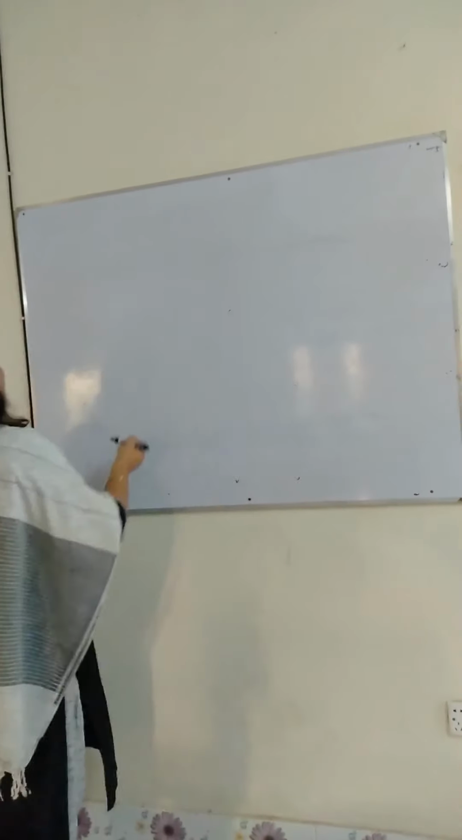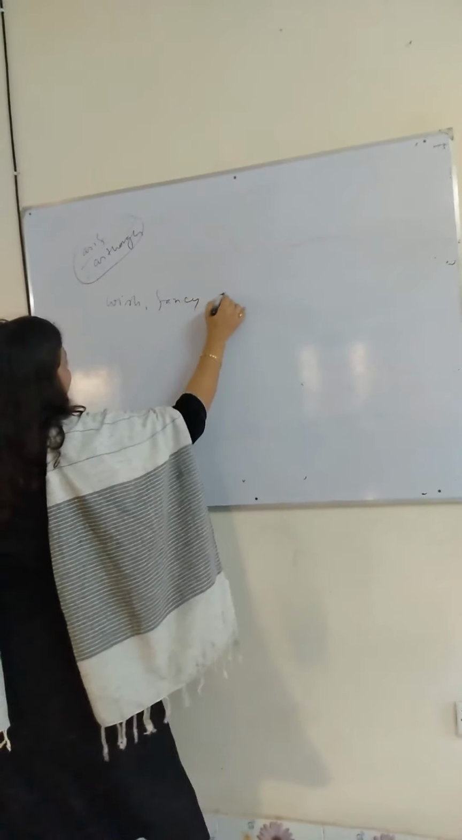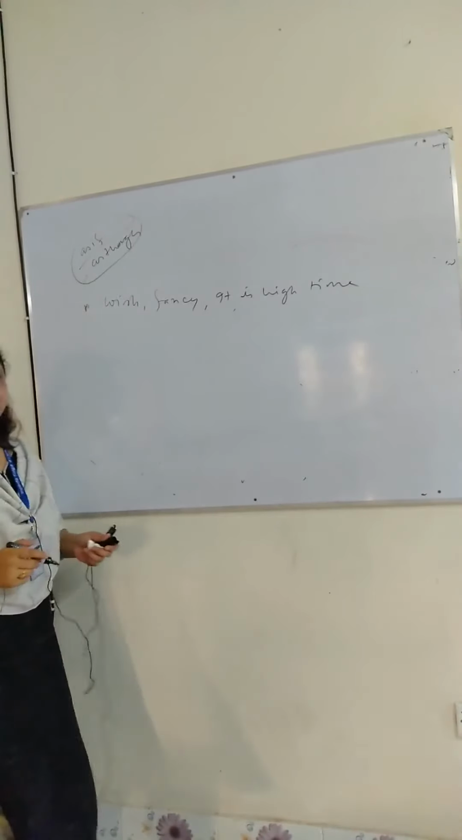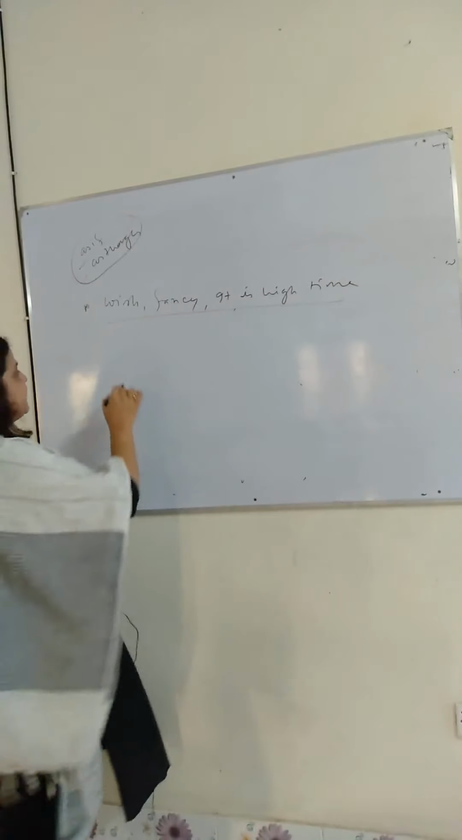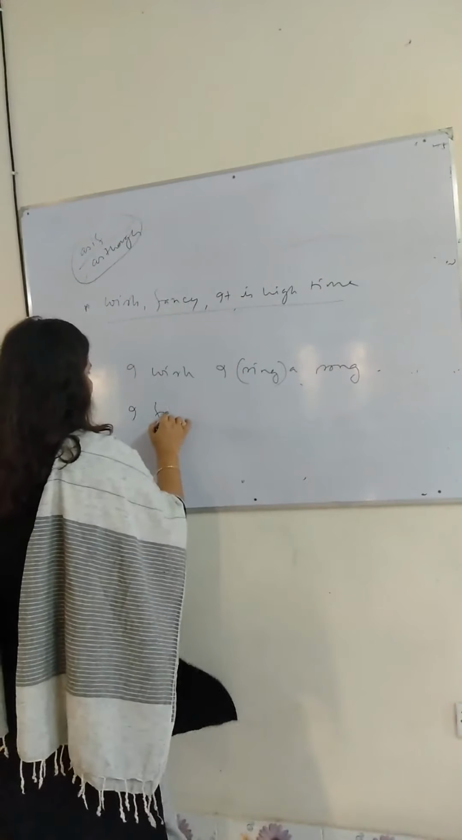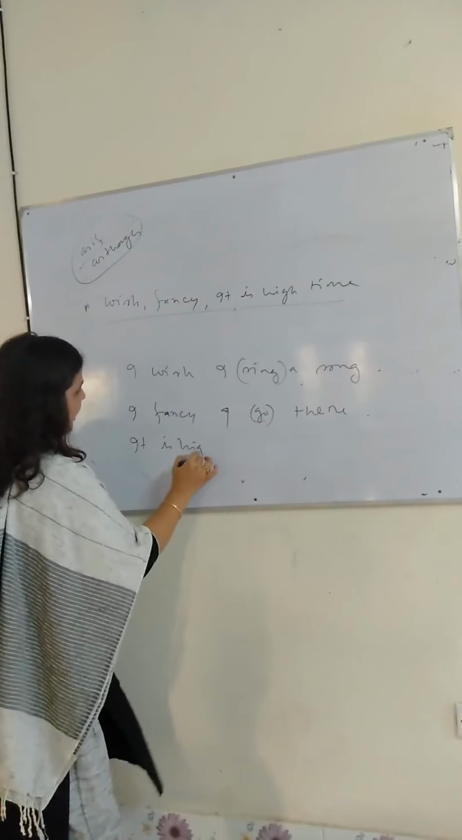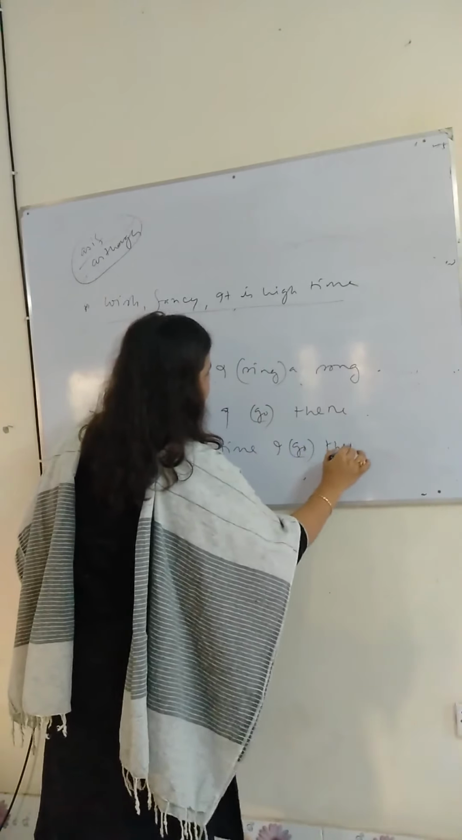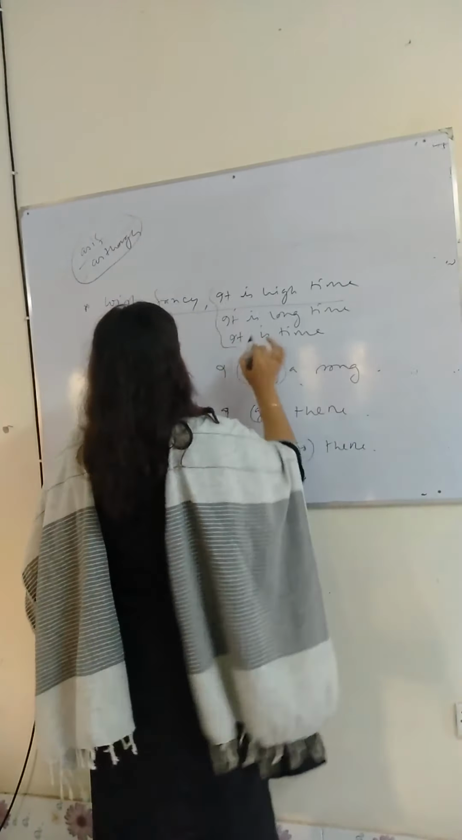Okay? Now let us see another rule: wish, fancy, it is high time. This is another important rule for you. After these words, the verb will take the past indefinite form, like I wish I sang a song. I fancy I went there. It is high time I went there. It is high time, it is long time, it is time, all these are the same.